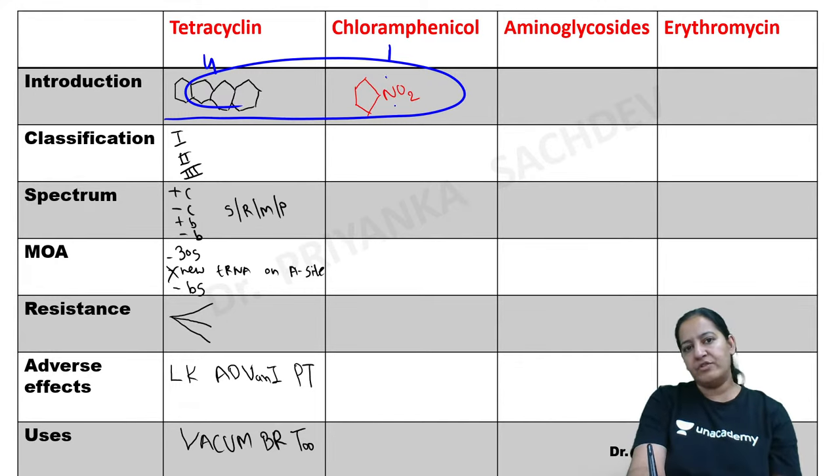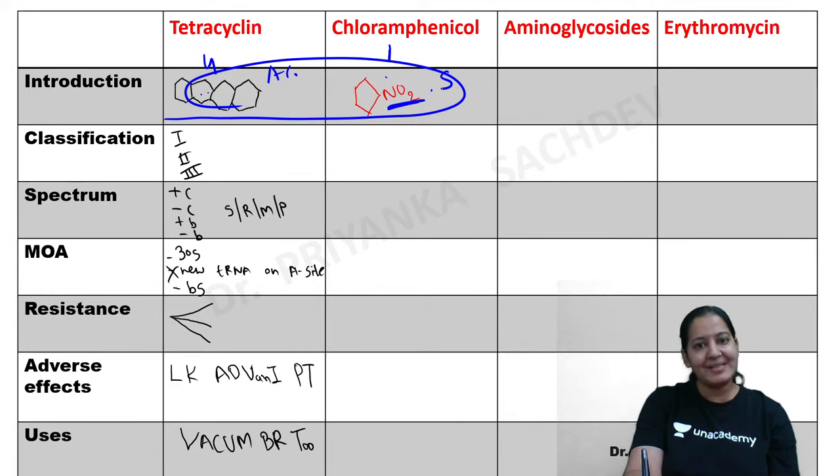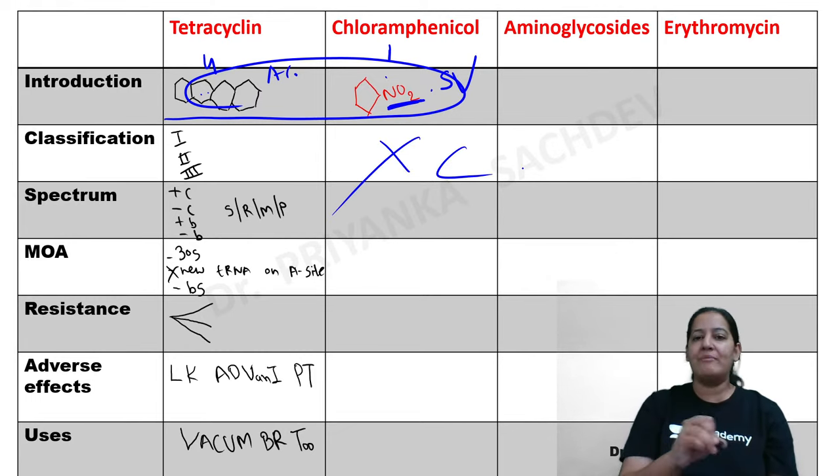Here there is one ring along with the nitro moiety, which is important. This one is obtained from Actinomycetes and this one is obtained from Streptomyces venezuelae. So you have to learn the name of the organism. That is also comparative. Coming to classification, there is no classification. Only one drug, chloramphenicol, right?